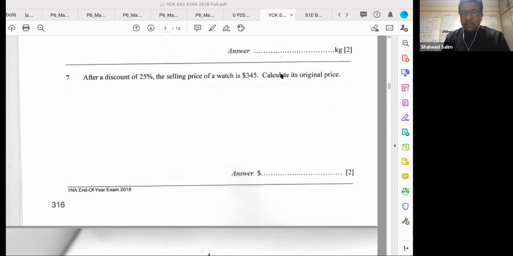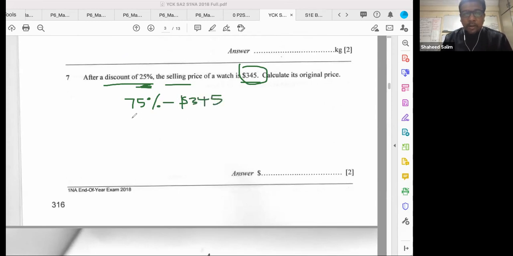Number 7, it says, there's a discount of 25%. After the discount, the selling price is 345. So after you take off 25%, that means this is 75%. Remember, we do the comparison like that. Then you can use the special ratio or percentage method I told you about. Now we do not want to find 25%. We want to find the original price, which is 100%. So now, how to find?